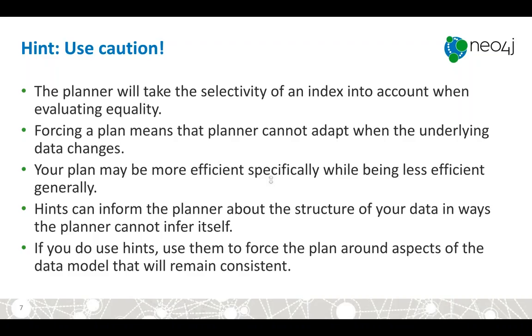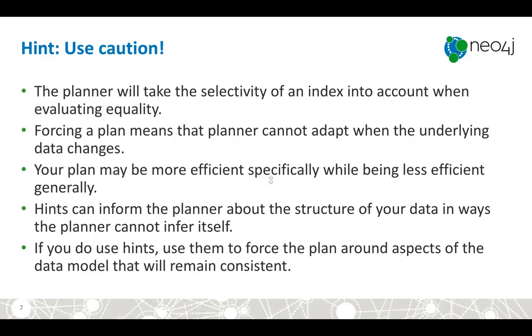But as far as equality goes, it's very good at making that decision for you. Forcing a plan means that the planner cannot adapt when the underlying data changes. So you could put something in place today that ends up not being true tomorrow. And it's something to watch out for. It makes your application more rigid, and it also means that future improvements to the Cypher planner logic might not be incorporated into your query quite as efficiently. Your plan might be more efficient specifically while being less efficient generally. So if you're testing a query plan using IndexHints, you want to make sure that you're testing against a broad spectrum of queries that will be affecting your production applications.